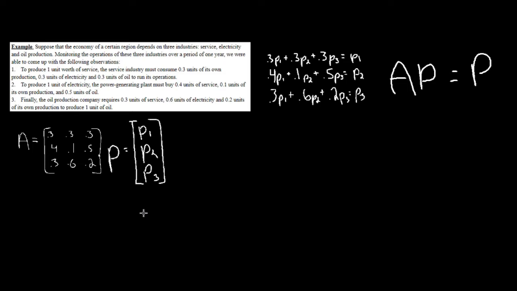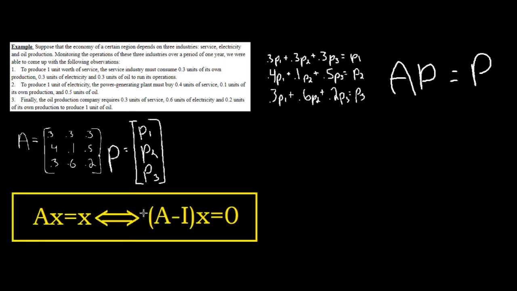We know from earlier in the semester that this statement is true, that AX equals X can be rewritten as A minus I times X equals 0. This means that if we can find the matrix A minus I, augment it with zeros, and row reduce, we can solve for our demand vector P. And that's what I intend to do. So A minus I is going to be A minus the identity matrix, which simplifies to the following.